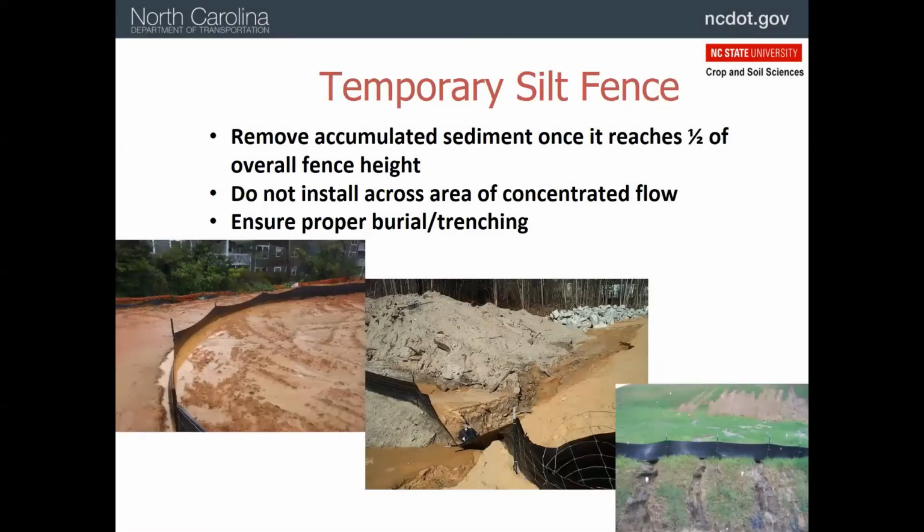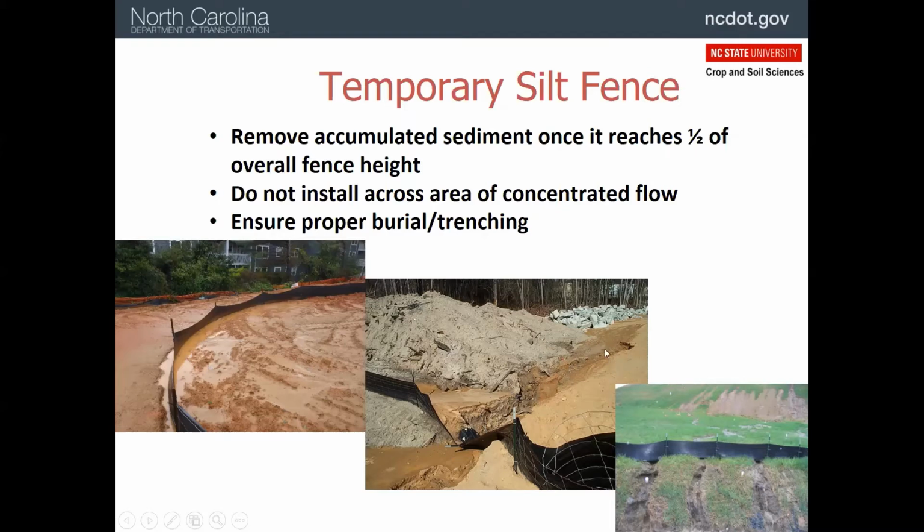So a couple of things we need to remember with these. As with all our measures, we have to make sure that we maintain them. So here's a case where this sediment fence or silt fence is about half full of sediment, and that's the point where you need to start removing sediment. And it's same for all our other practices. Once they're about half full, it's time to get a grader over there, a backhoe, and dig that out or install something else.